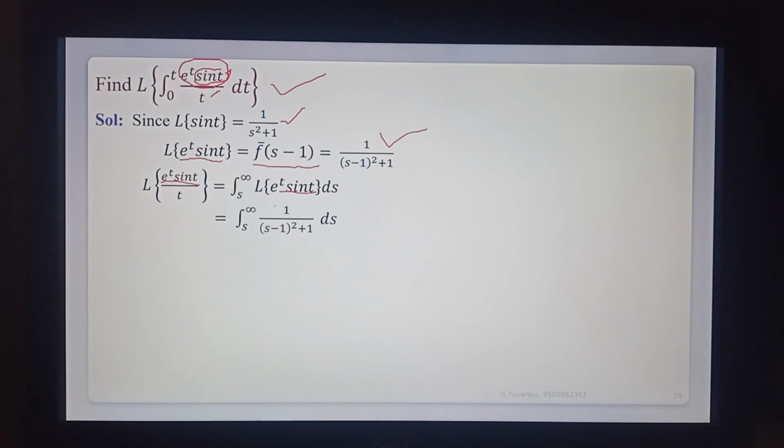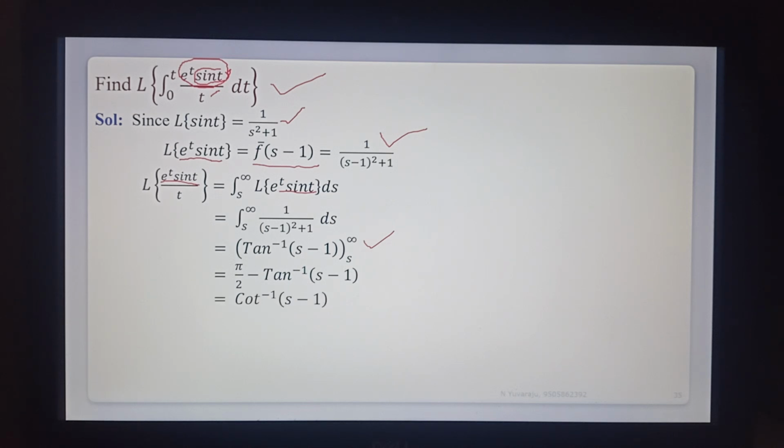Now integration is 1 by s square plus 1 form here, tan inverse s. So that is equal to tan inverse, in place of s, s minus 1, with s to infinite limits, upper limit infinite. So tan inverse infinite is pi by 2, minus tan inverse of s minus 1. So this is also we can write cot inverse s minus 1. Okay? So this is the only f of t by t.